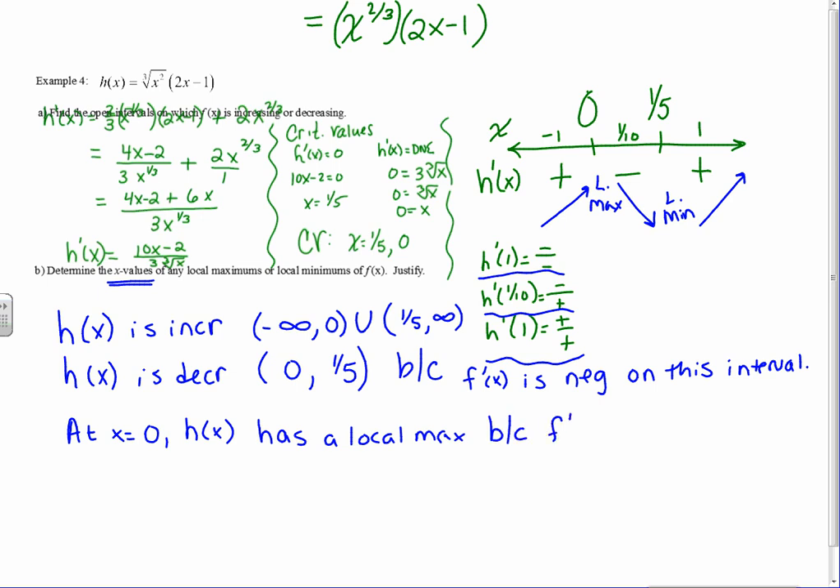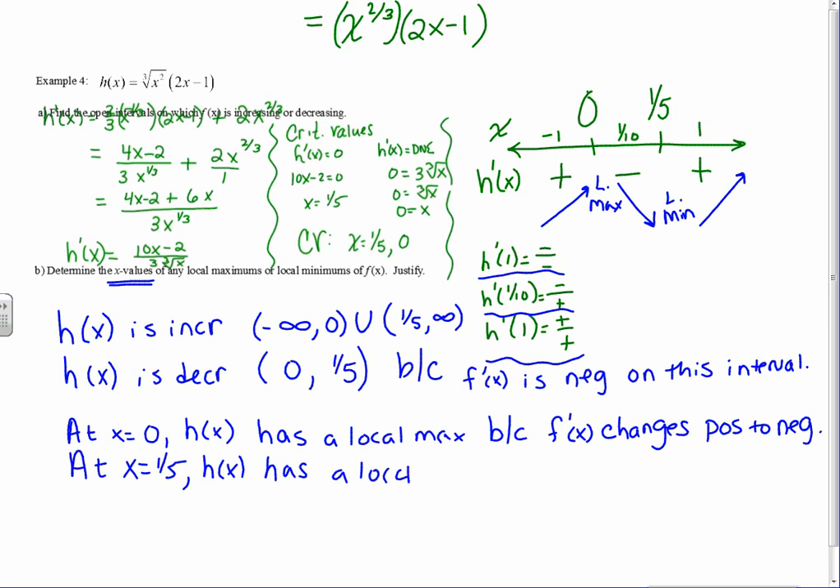Because f prime of x changes. These are the ones that you have to talk about the changes from positive to negative. We go up and come down. At x equals 1/5, h of x has a local min because f prime of x changes from, now we just got the reverse scenario, we're going negative down to positive.